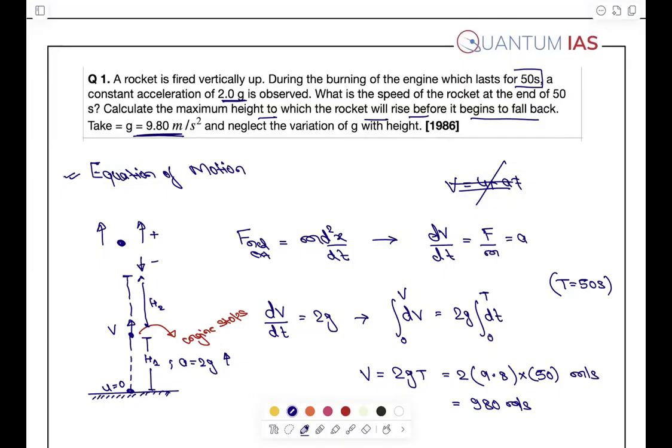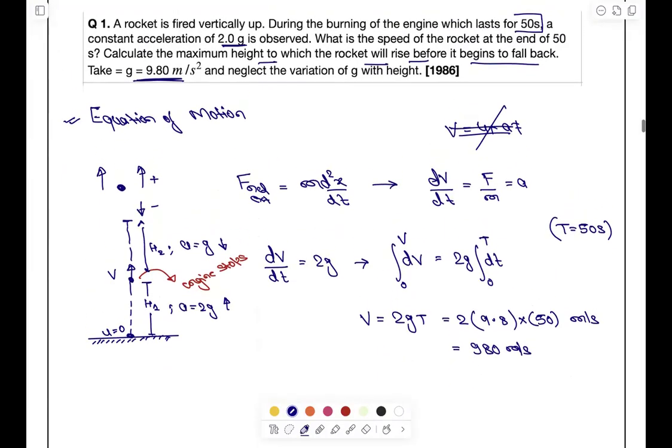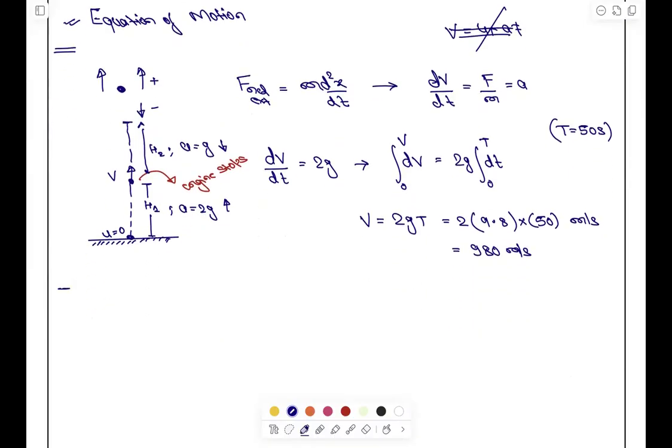Now understand this height h2, will there be any acceleration? Yes. The rocket is moving upward, but the acceleration will be downward, and it is nothing but the acceleration due to gravity. So acceleration will be g downward, right? This is the first part that we have done. In the next part, we have to calculate the maximum height. So what will be the maximum height?